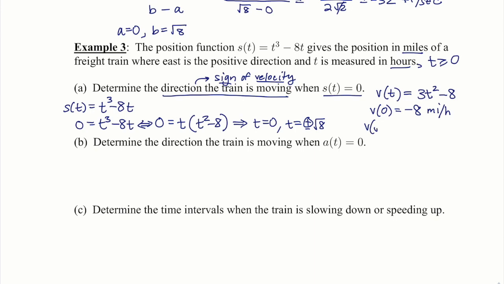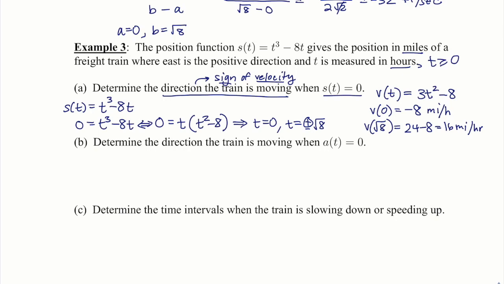since position was in miles and time was in hours. And v at square root of 8, when I fill that in for t, I'll have 3 times 8 minus 8. So 24 minus 8, so 16 miles per hour.